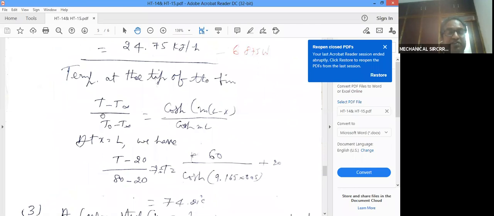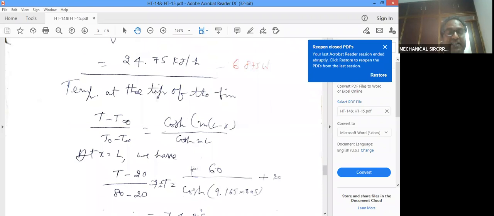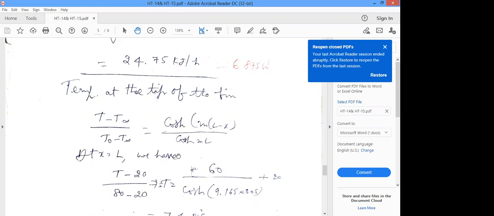For the temperature distribution equation, you have to derive it. Sometimes this is required: the temperature distribution equation and heat transfer rate equation for each and every type of fin, that may be a lengthy fin, an insulated fin, and the third one, a short fin. So the temperature at the tip of the fin is calculated using the temperature distribution equation: (T minus T free stream) divided by (T naught minus T free stream) is equal to cosh m(L minus x) divided by cosh mL. You have to calculate the temperature at x is equal to L, that is Tx.